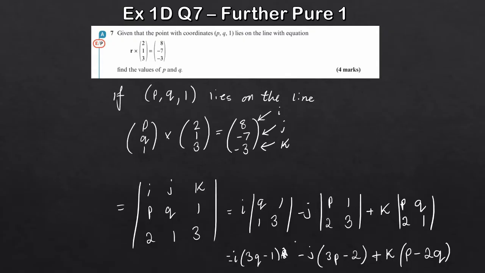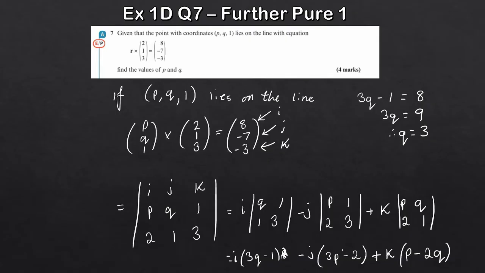Well, what we're saying is that this 3q minus 1 here should be equal to 8. Well, this is dead easy to solve now. This is just a really basic linear equation. Add 1 to both sides, get 3q is equal to 9, divide by 3, and we get q is equal to 3. Okay, so nice and easy.